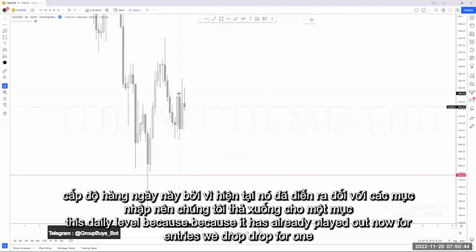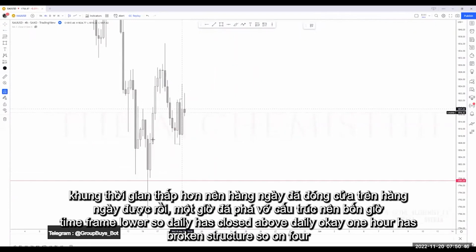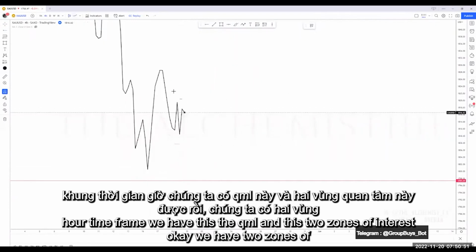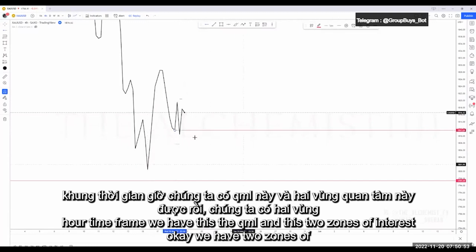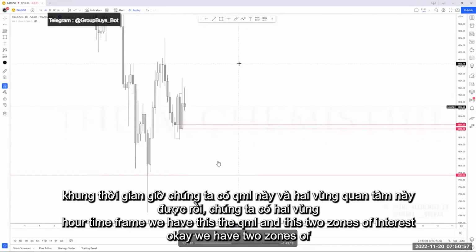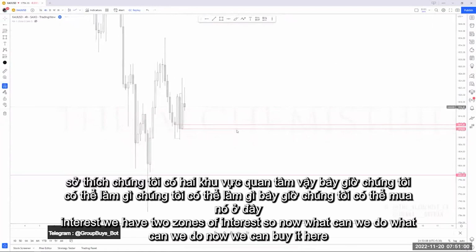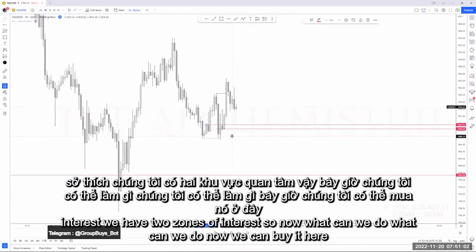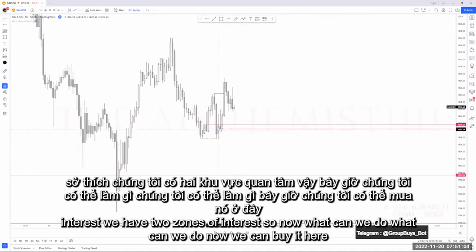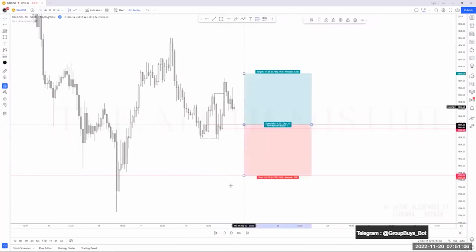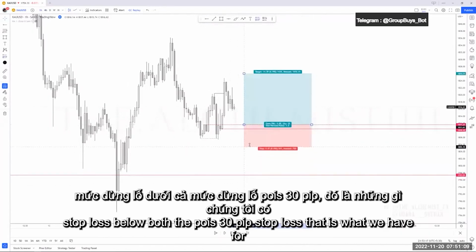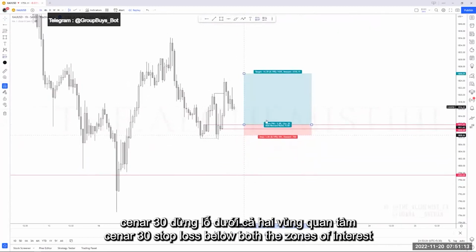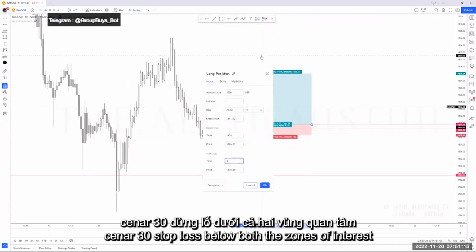Now for entries, we drop one time frame lower. So daily has closed above daily. 1 hour has broken structure. So on the 4-hour time frame, we have the QML and this. Two zones of interest. So now what can we do? Now we can buy it here. Stop loss below both the POIs. A 30 pip stop loss. That is what we have for SnR. 30 pip stop loss below both the zones of interest.